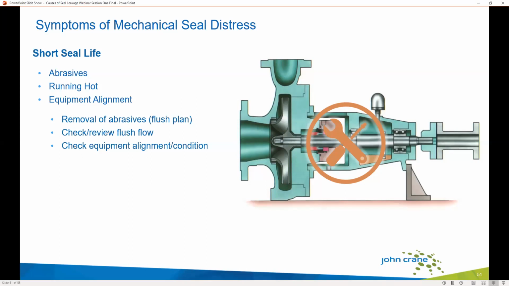Any of these options, if we see them, if we have abrasives, can we look at removing the abrasives, whether it be through filtration or some sort of separation, or a strainer to remove those, or can we look at an alternate flush source and alternate seal support system? If we're running hot, making sure that we're providing enough flow, enough cooling, enough lubrication. I've hit on this point a few times within the various symptoms, but it's very important with contacting mechanical seal designs that we're making sure that we're getting enough cooling and enough lubrication of the seal faces.